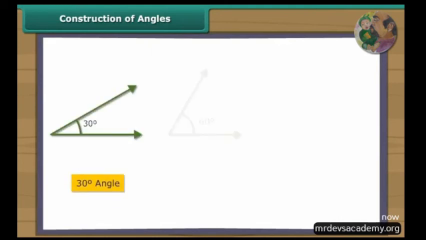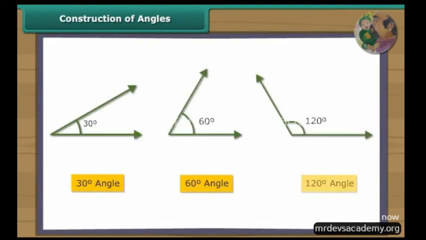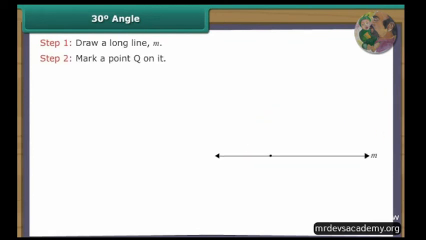Construction of angles. Let us now construct some special angles one by one: 30-degree angle, 60-degree angle, 120-degree angle. Construction of 30-degree angle. Draw a long line M. Mark a point Q on it.